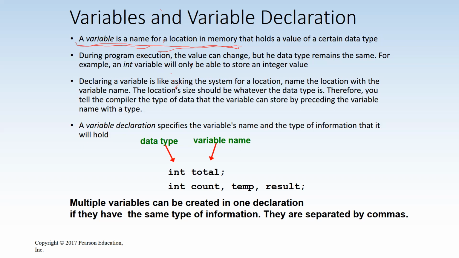During program execution, the value can change, but the data type remains the same. For example, an int variable, an int means an integer, will only be able to store an int value. So if this location is already declared to hold int values, then it will always hold int. The value can change. It can be 1, it can be 2, it can be 3, but it cannot hold strings.